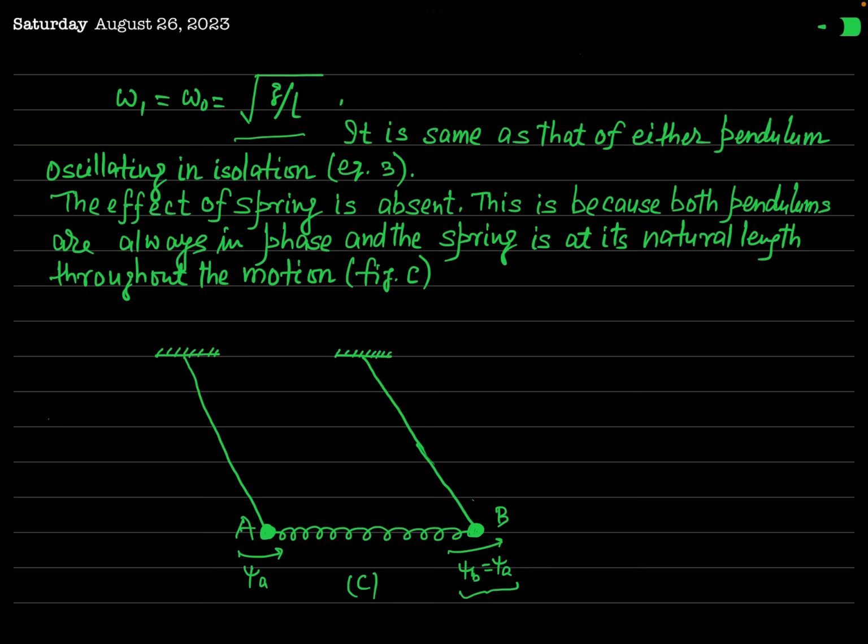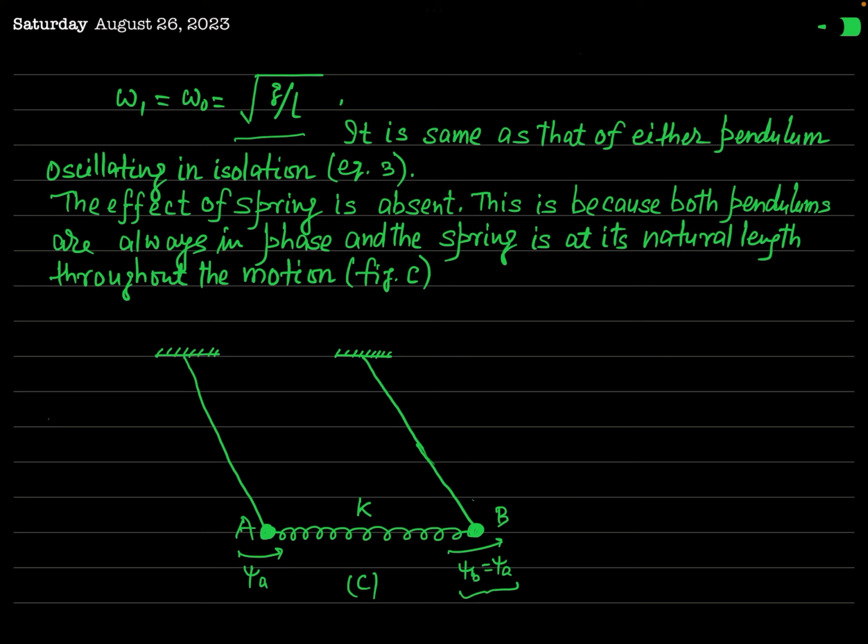So in this condition, the effect of the spring is absent, because if psi A is equal to psi B, then this spring will be neither elongated nor compressed. So it will always remain relaxed, always in its natural length, and so there will be no effect of coupling. Both pendulums will just behave independently of one another.